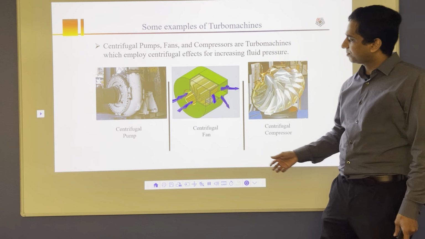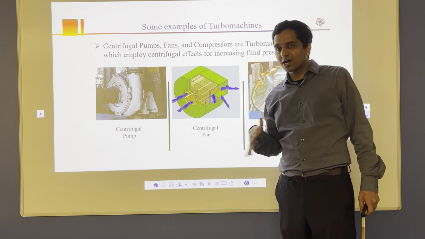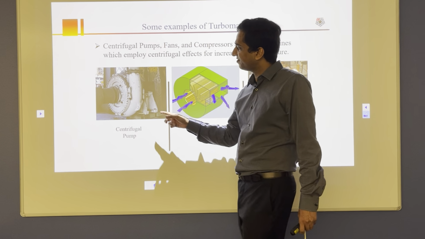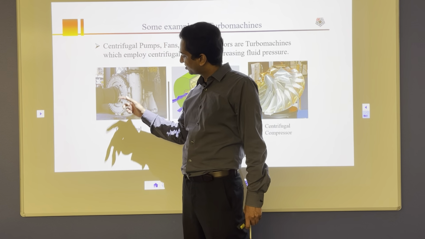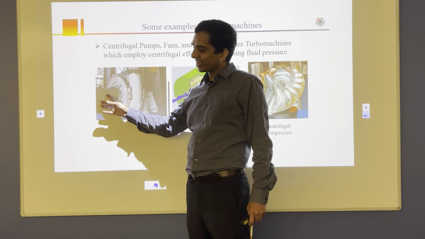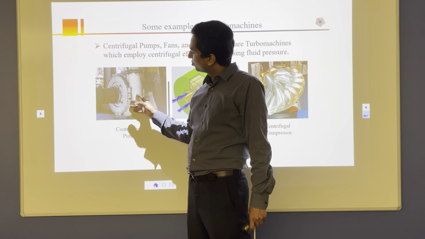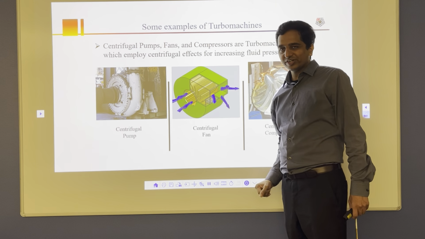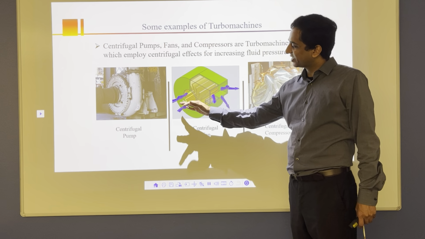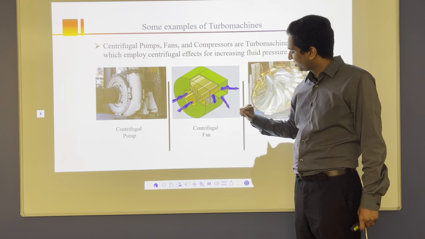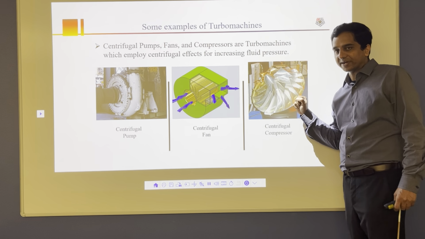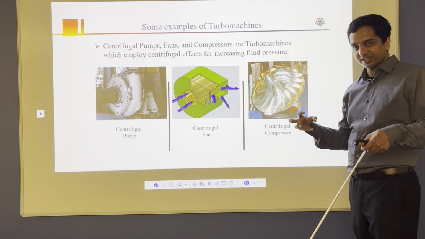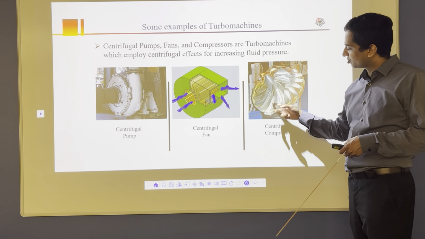Then pump, fan and compressor. These are the opposite of a turbine: you supply the energy and they increase the pressure of the fluid. In a centrifugal pump, because of the centrifugal action, low pressure is created at the suction part, and it sends the water to the desired height. A centrifugal fan is similar, but it works with air instead of water. A centrifugal compressor is again for air, but instead of just sending air, it compresses that air and increases its pressure.